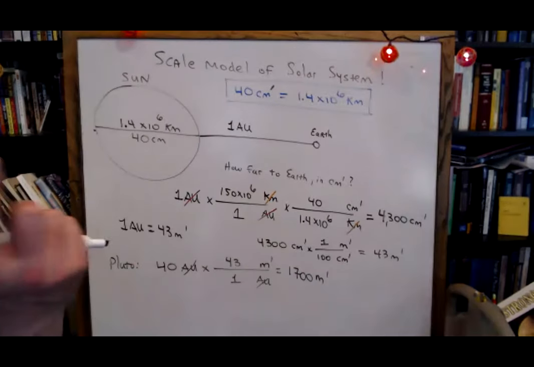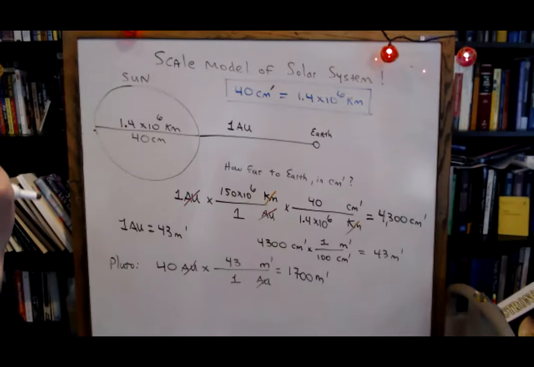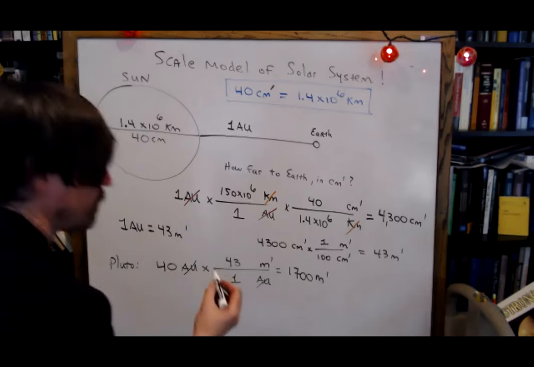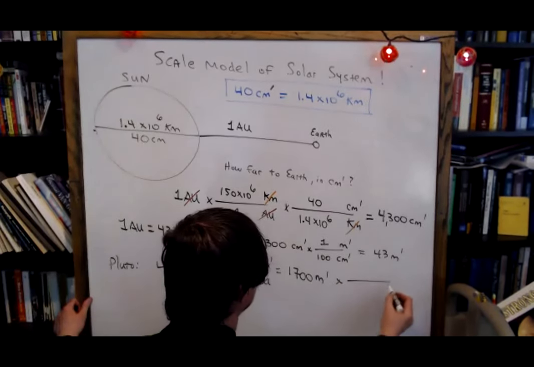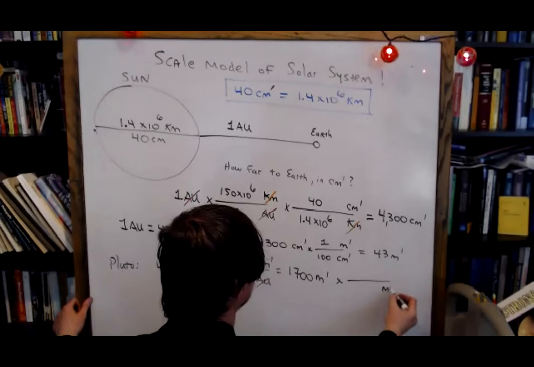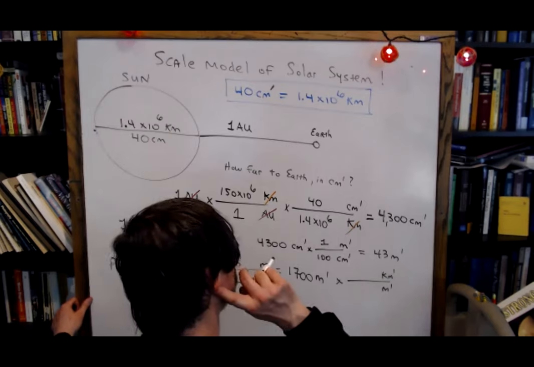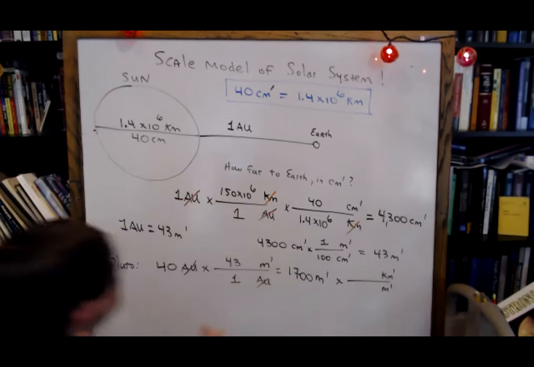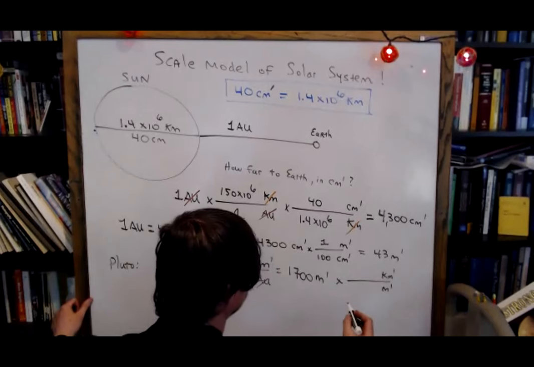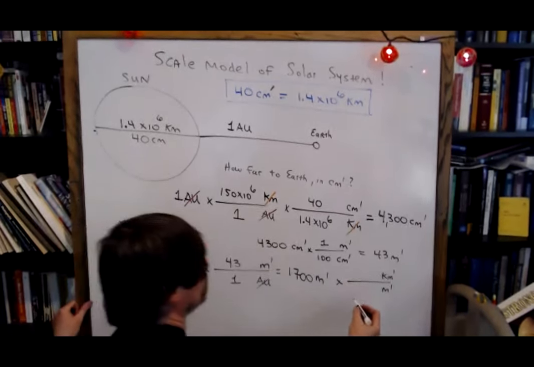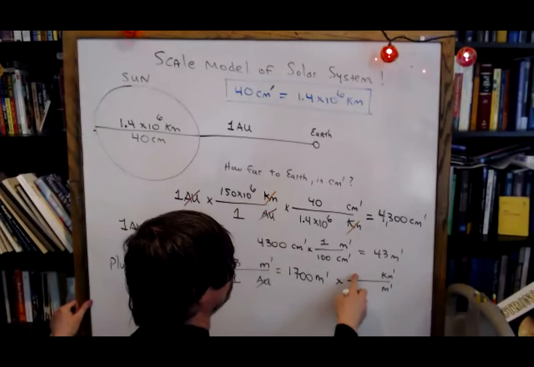1700 meters. How many kilometers is that? How many fake kilometers? Let's see. 1700 times. Units on bottom? Meters. Units on top? Kilometers. Yeah. What's my conversion factor? 1,000 meters equals one kilometer. Where do I put the 1,000, Joel? On top. No, on bottom, on bottom. Thank you. You almost made a mistake there.